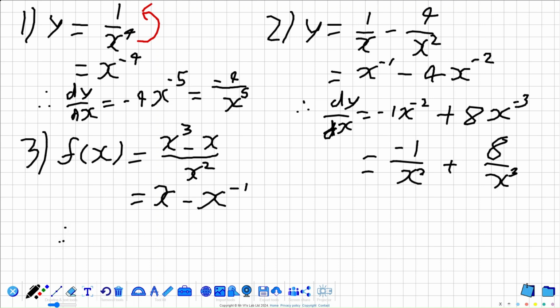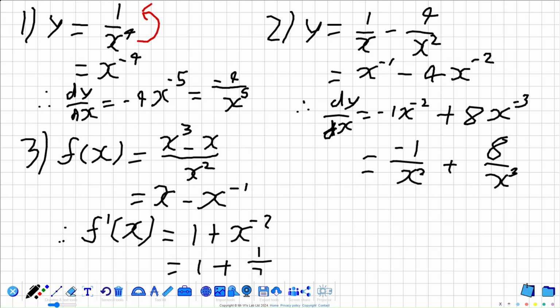So therefore f dash x, because this one here is f of x and these ones were y, will give us f dash x equals 1, because we just know x to the 1 becomes 1 when we find the derivative, minus, plus actually, x to the power of negative 2. So then that will equal 1 plus 1 over x squared, like that.